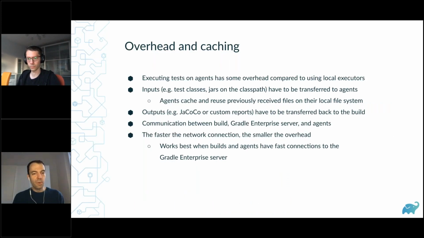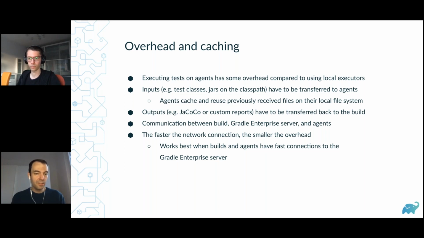Of course, there's some overhead that I'm not going to neglect. So executing tests on agents has overhead compared to local execution. One thing I talked about already was the inputs. It means the test classes, the jars on the class path, any additional files that are required by the tests. They have to be transferred from the build to the agents. That's file transfer. And to mitigate that, agents cache and reuse previously received files, so they don't have to transfer them again the next time. That caches on the local file system.